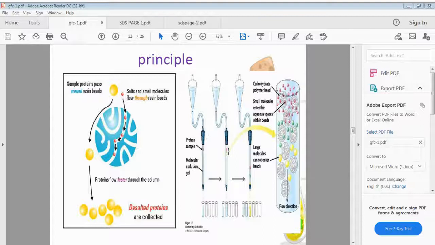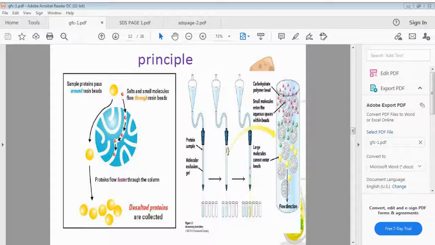So here you can see the size exclusion column, how the mobile phase is passing through the column, and you can see the gels. This is showing the different pores, and the volume in between, the space in between the gels, is called the void volume, Vo. The space inside the gel is the volume inside the gel, Vi. The total volume of the column is Vt, the volume present inside and outside the gel, and Ve is the elution volume required to elute a particular sample.